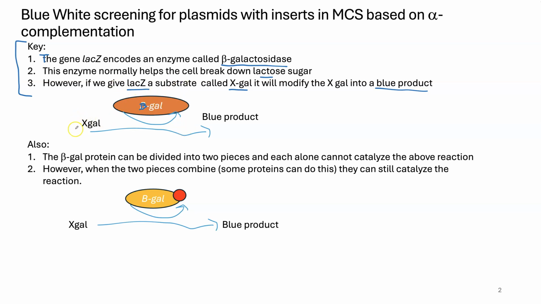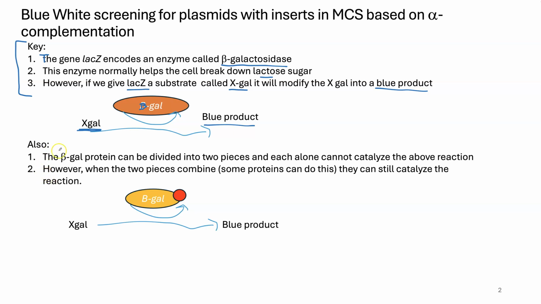So your beta-gal enzyme can do something it's not actually meant to do in the original cell. If you give it a different substrate than the one it normally works on, you can see this blue color. And so you have a visual readout, a way of seeing which cells have an intact beta-gal enzyme.